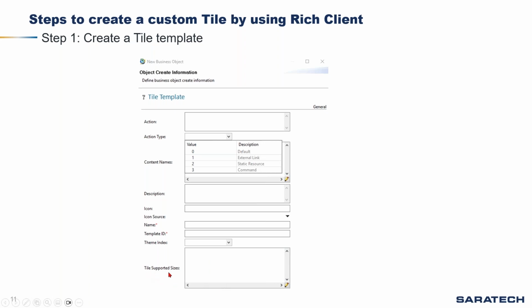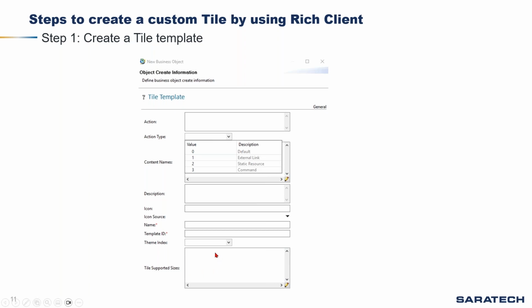And finally is the tile support size. We have three common sizes for the tile. The first one is the small size, which is 1 by 1. The second is the wide size, which is 2 by 1. And lastly is the large size, which is 2 by 2.